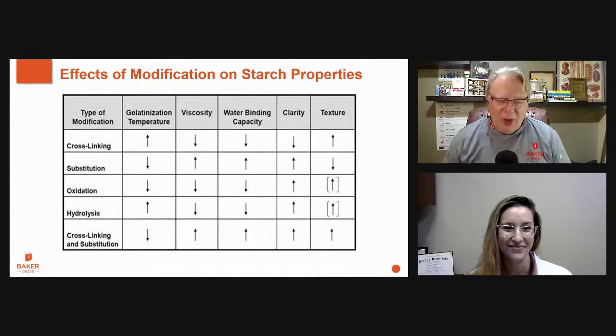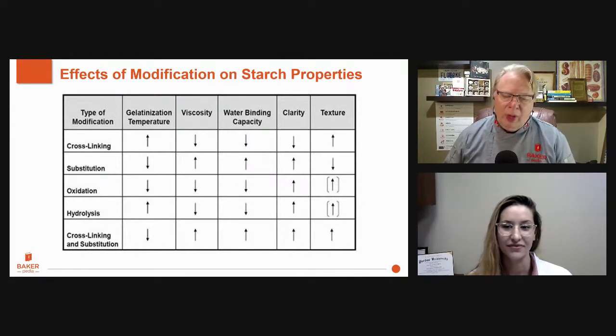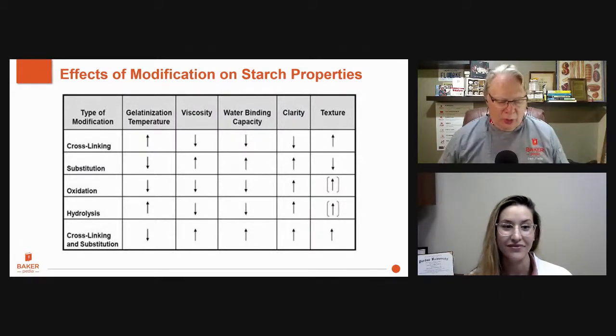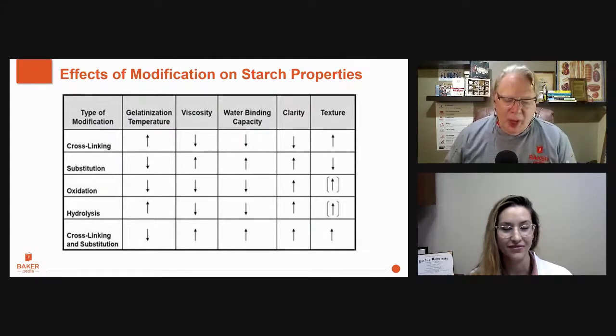All right. So here we could see what we've been talking about, where we've talked about oxidation quite a bit, where we could see that the gelatinization temperature is lowered, viscosity is lowered, water binding capacity is lowered, but it is very high in clarity, and it has effects on textural properties as well, which you mentioned, the crisping is one of the examples, right?